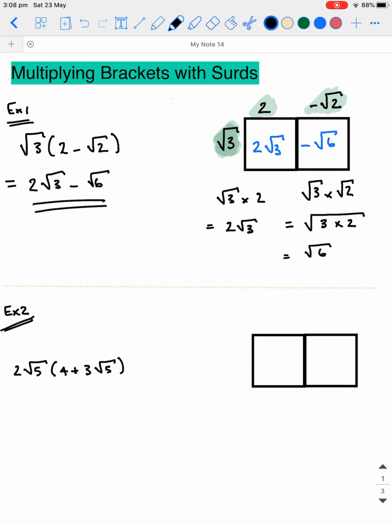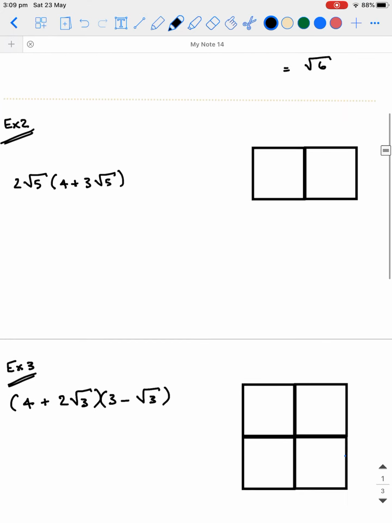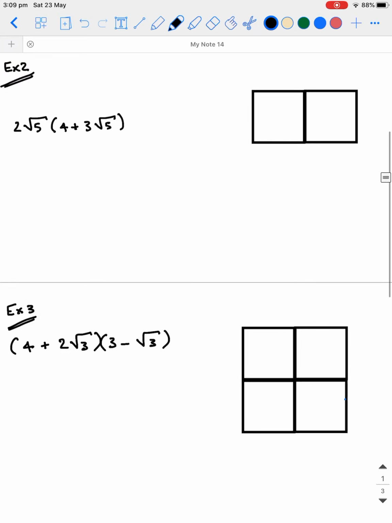Now the second example, slightly more complicated because of the 2 in front of the root this time, but what I want to do is take 2 root 5 and multiply that out by 4 add on 3 root 5. So the 2 root 5 goes here, and again I want to multiply by 4 add on 3 root 5. Now, in a similar way to the last time, what I want to start with is taking the 2 root 5 and multiplying that by the 4.